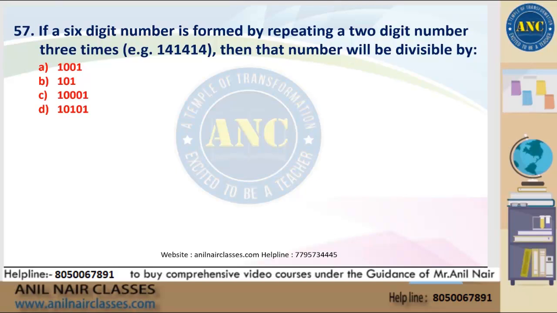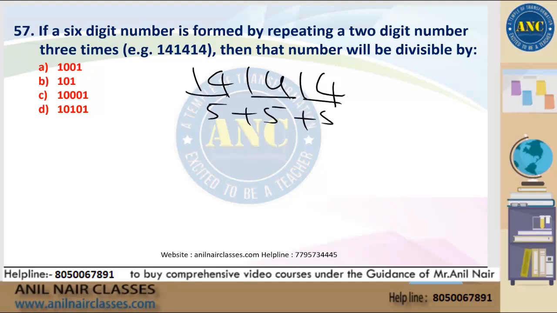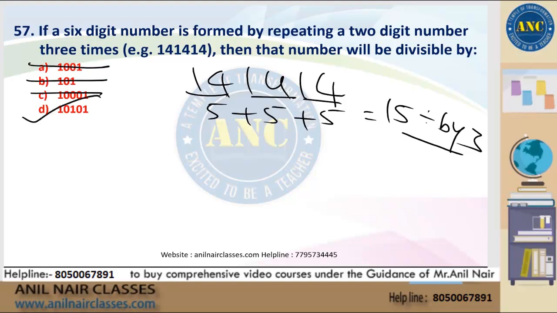If a 6-digit number is formed by repeating a 2-digit number 3 times, like 141414, what is the sum of the digits? 5 5 5, 15. 15 is divisible by 3. The answer should be divisible by 3. What is there in this question? The answer is 10101.